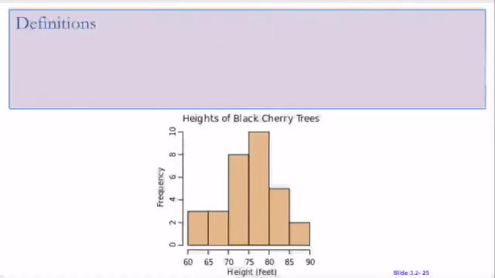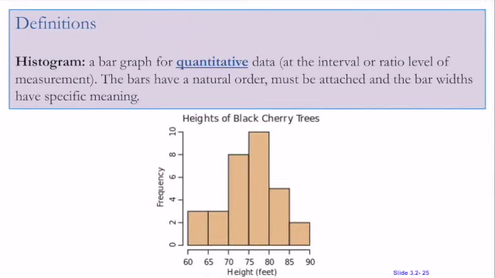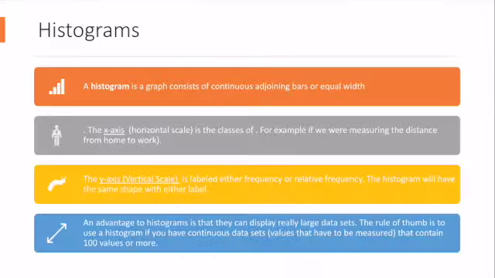So here's a histogram. A histogram is a bar graph for quantitative data. The bars have a natural order and must be attached at the bar, so they have to be touching one another. The bar widths have a specific meaning. The wider the bar, the more the height in this case. So it consists of continuous adjoining bars.